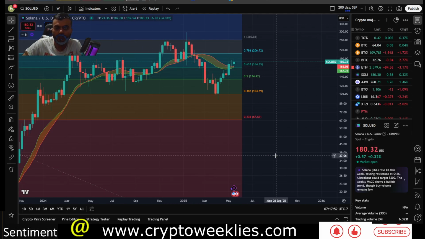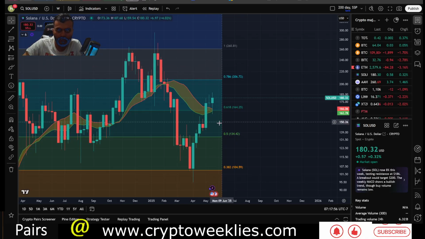The key levels to watch to the downside are coming to a key area of confluence. You can see the 20-week simple moving average, in the red line, and the 21-week exponential moving average, in the green line, are coinciding with this 0.618 level at around $164. So that is a key level to watch to the downside.